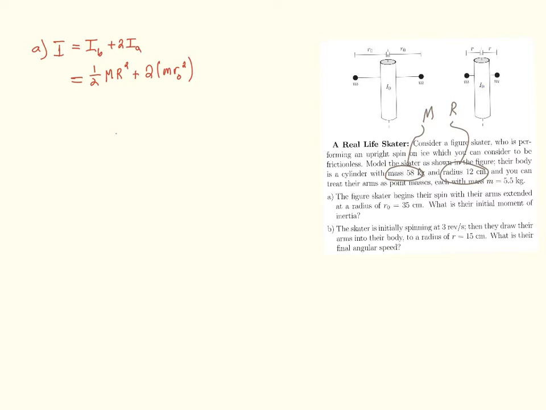Okay, so if I just plug this into my calculator, and I'm going to label it as I with a little i there to be initial, because that's before they draw their arms in, I get 1.765, and the units on that are kilogram meters squared.